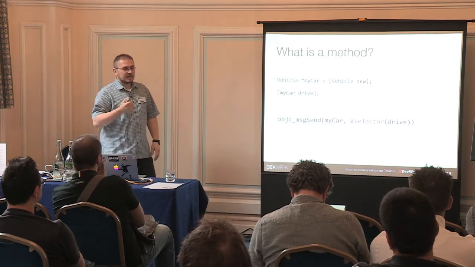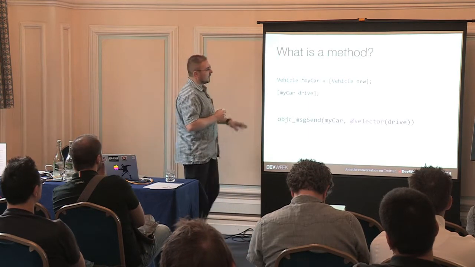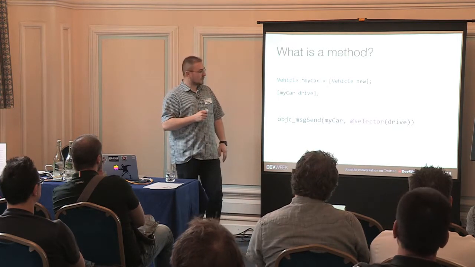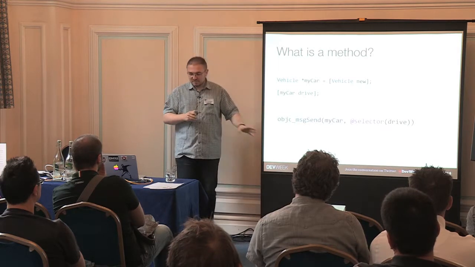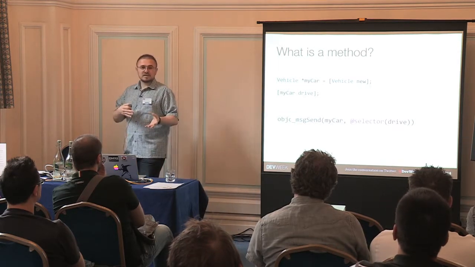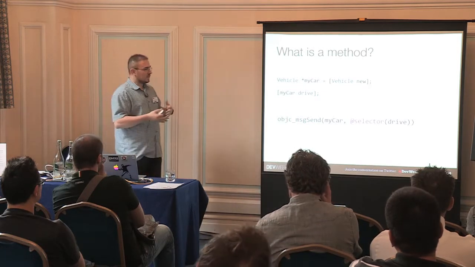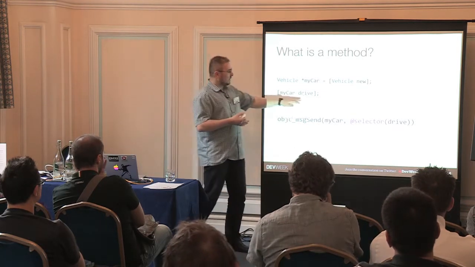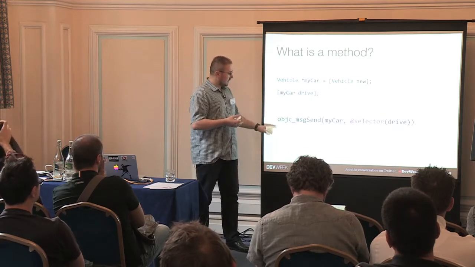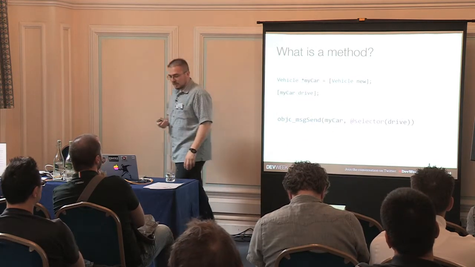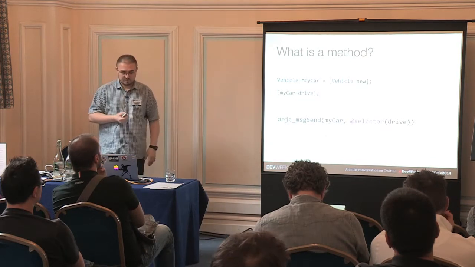So we kind of hinted at that earlier. A method is actually a message you send to the object. Objective-C has inheritance in C, so behind the scenes, everything is C, right? So when you do myCar drive, you send a message to the myCar object with that particular name. So the selector creates a message with that name.